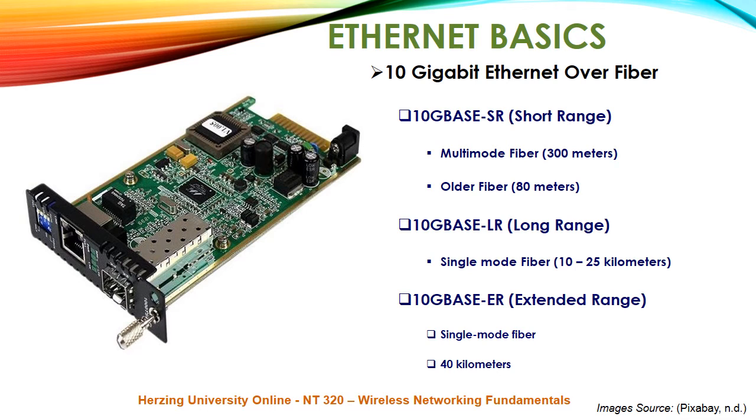There are 3 different standards that we generally see with 10 gigabit Ethernet over fiber. We will first look at the 10G base SR. This is 10 gig baseband using short range communication. If you have older fiber, then that goes about 80 meters, but with the right kind of fiber, we can extend this out to be 300 meters. That is generally what will be used inside a single room or inside a single data center.